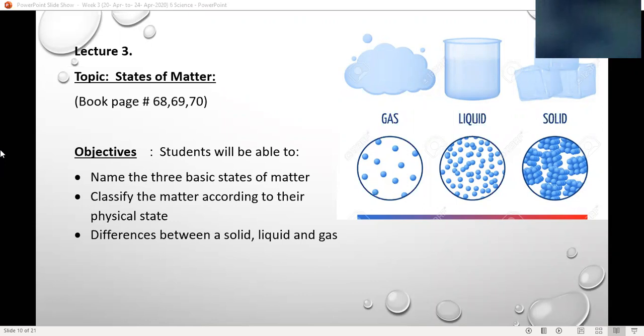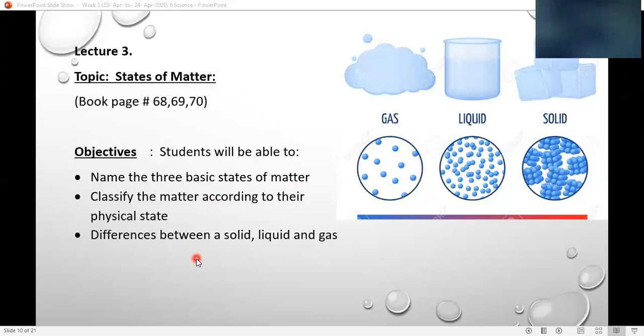You already have an idea about matter, right? Matter is anything that can occupy space, that can have volume. It can be solid, liquid, or gas. It has three states, as you can see: gas, liquid, and solid. We are going to name the three states of matter, classify matter according to physical state, and then differentiate between solid, liquid, and gases. So let's start with it.